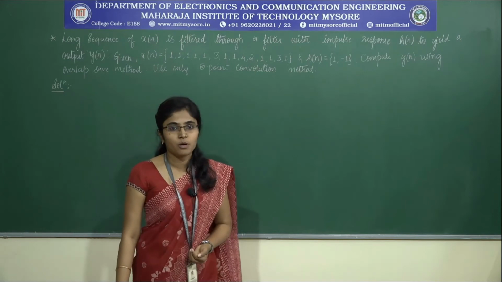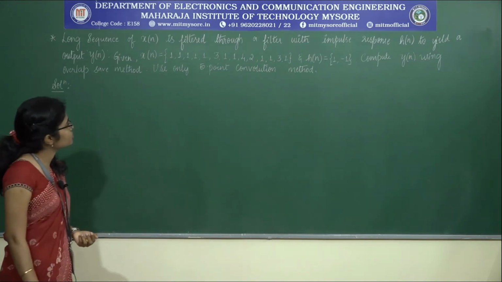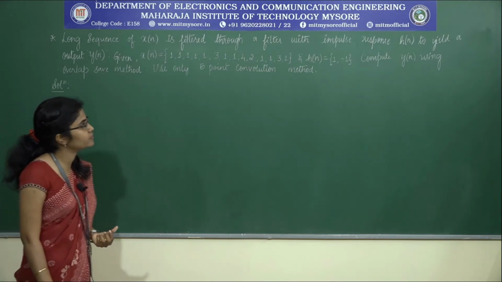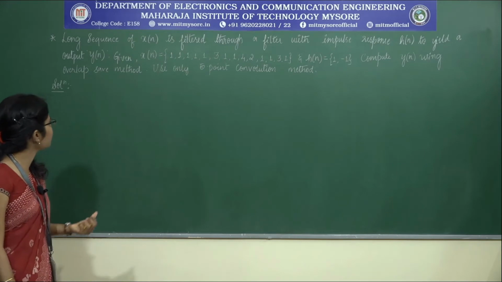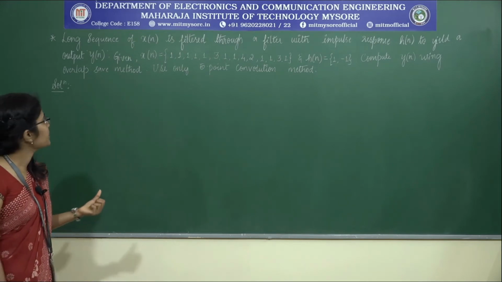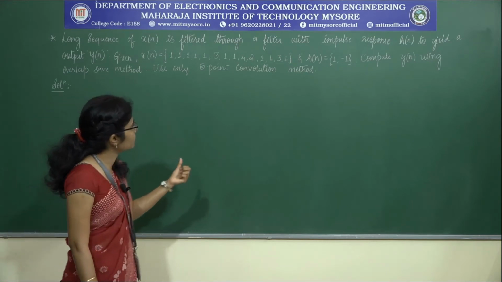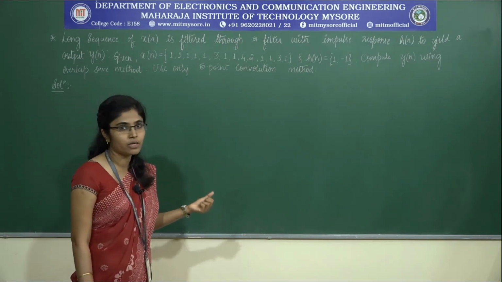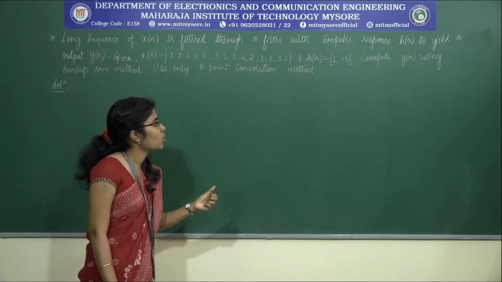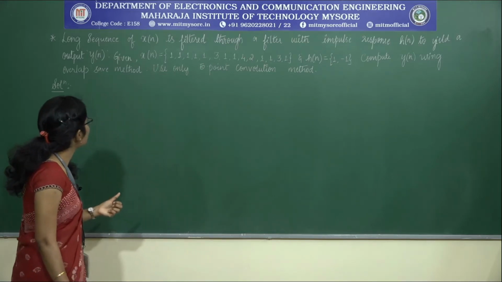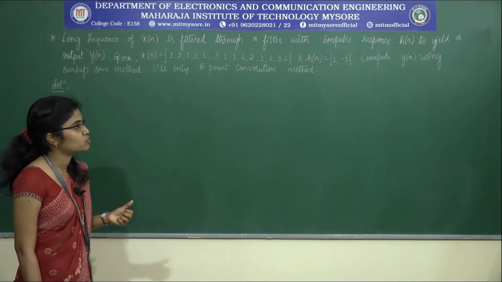We completed the first problem. So, the second problem goes like this. A long sequence x of n is filtered through a filter with impulse response h of n to yield an output y of n. Given x of n is equal to 5, 1, 3, 1, 1, 4, 2, 1, 1, 3, 1 and h of n is equal to 1 and minus 1. Compute y of n using the overlap save method. Use only 5-point convolution method.